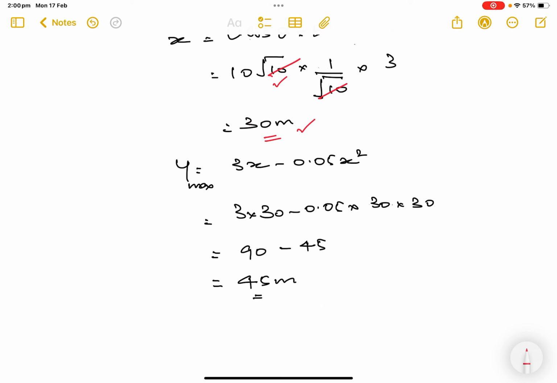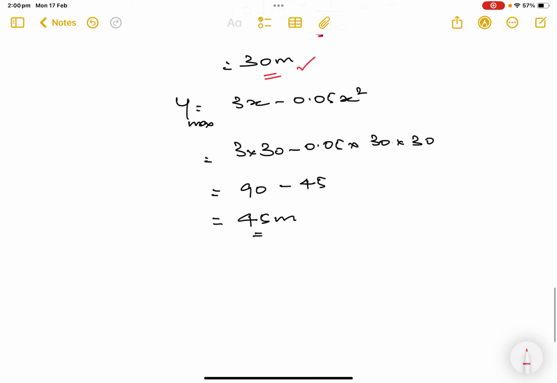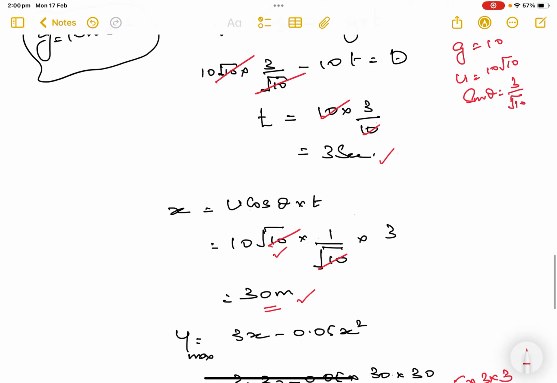But we know the equation y equals 3x minus 0.05x squared. Therefore, substitute x: 3 times 30 minus 0.05 times 30 squared. So 3 times 30 is 90, and 0.05 times 900 is simply 45. So 90 minus 45 is 45 meters. So y maximum, or the greatest height, is 45 meters from the ground.